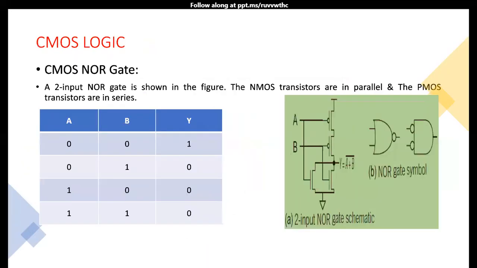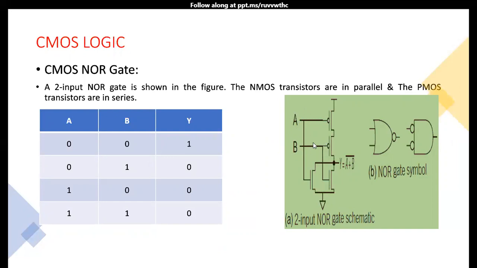So similarly, we can explain the CMOS NOR gate. What is the expression for the CMOS NOR gate? A plus B whole bar. So for performing the plus operation, what we need to do? We need to connect the PMOS transistors in series and NMOS transistors in parallel to perform the OR operation. Here we are taking two inputs. That's why I'm taking two PMOS transistors in series and two NMOS transistors in parallel. So that's why I'm connecting the circuit like this.